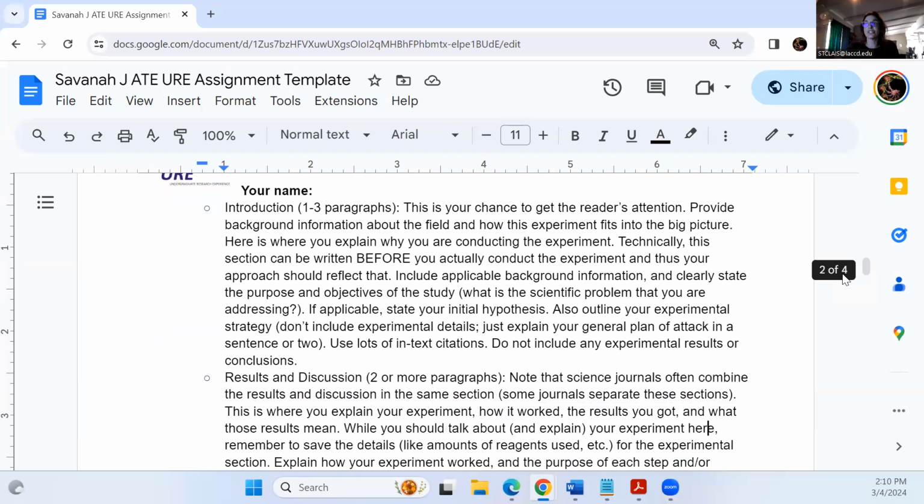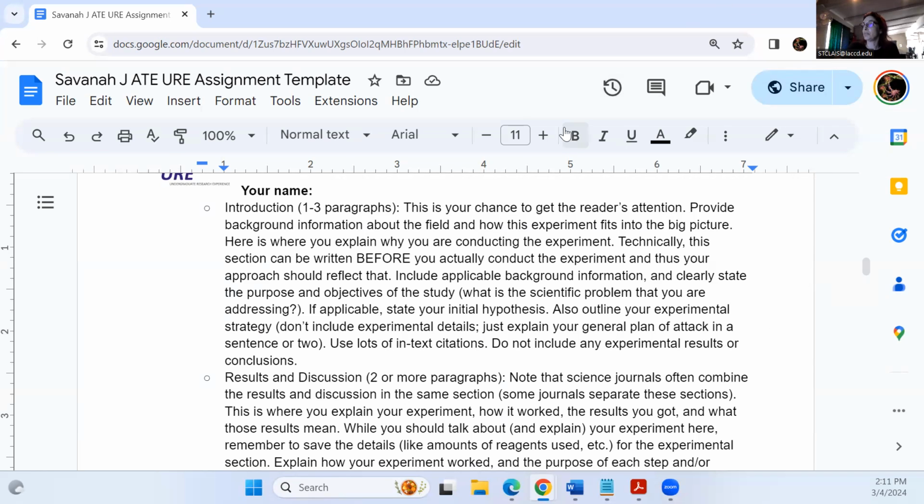All right, next is the introduction. So here, again, a chance to get the reader's attention, and here you're going to provide most of your background information. How does this study fit into the big picture? Why are you conducting the experiment? So all of this is kind of like the groundwork for the experiment itself, sometimes called the literature review, because you're going to review some articles, and those articles are going to inform you about what's happening in the field and what the current state of research is. So you could do that before you have your results of the experiment. It's never too early to get started.